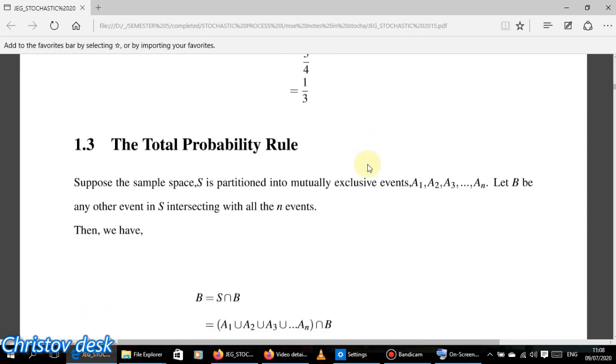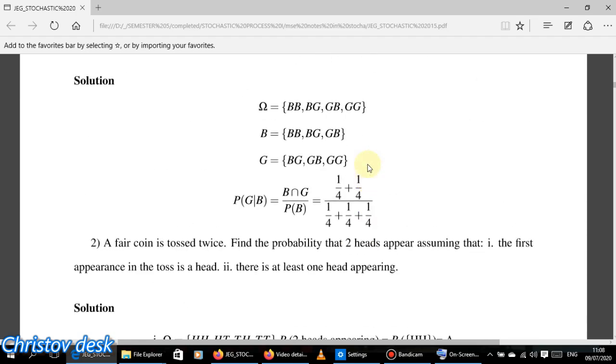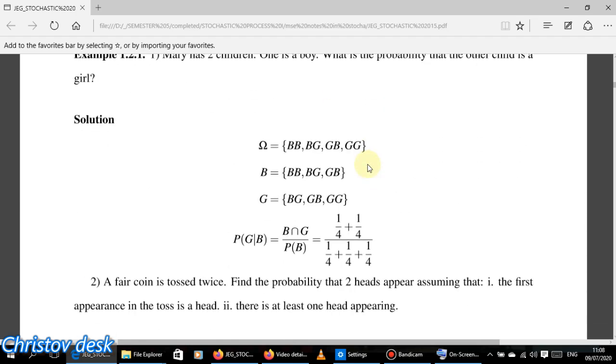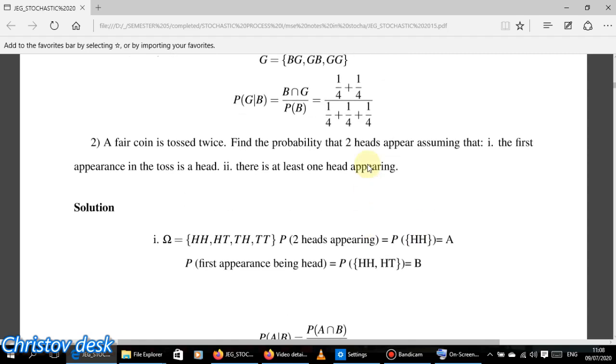So we're looking at total probability. Remember that we have just gone through conditional probability. This is the second question. A fair coin is tossed twice. Find the probability that two heads appear, assuming that the first appearance in the toss is a head. And then the second one: there is at least one head appearing.